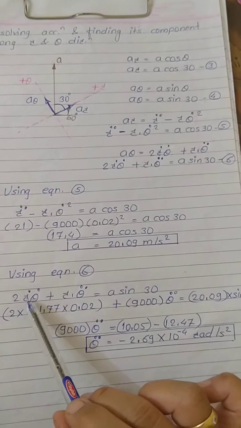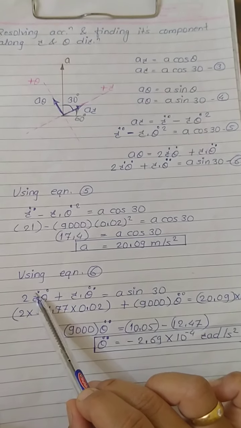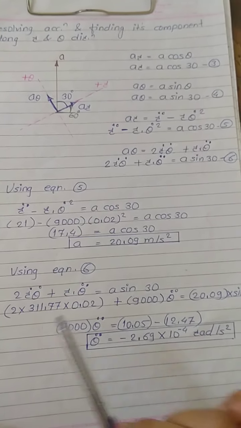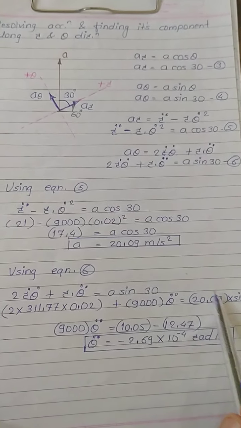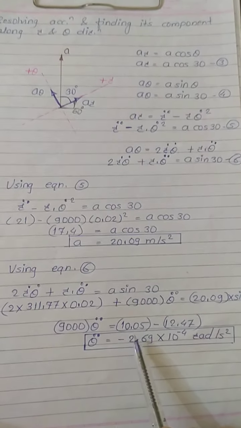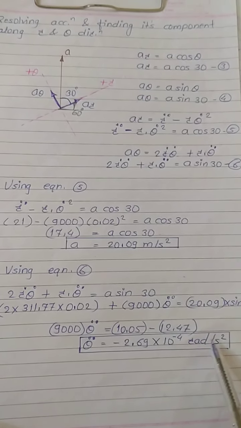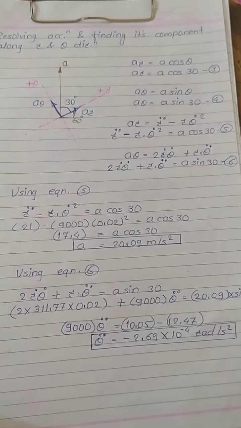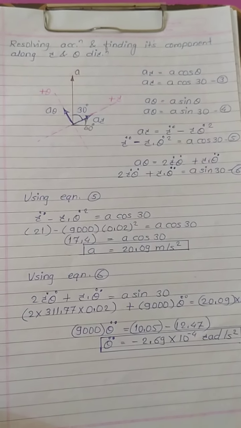After substituting this value, look, 2 r dot theta dot, already we have calculated this r dot in the previous part. We know the value of all these terms. Now if you substitute all these terms, theta double dot comes to be minus 2.69 into 10 raised to minus 4 radian per second square. So in this way you can solve the numerical. Hope you have understood. Thank you.